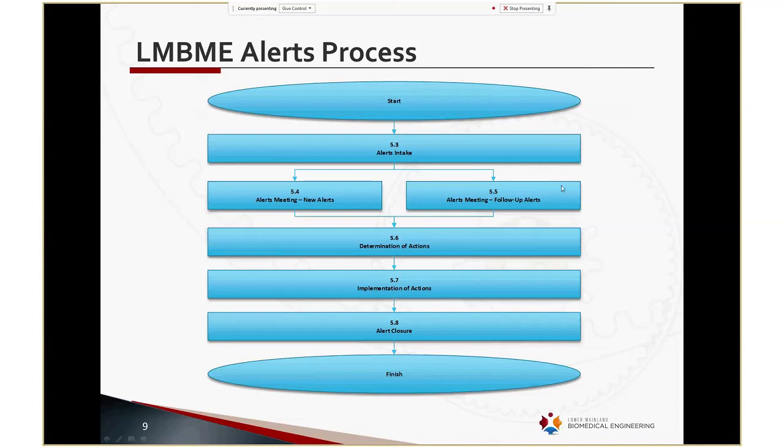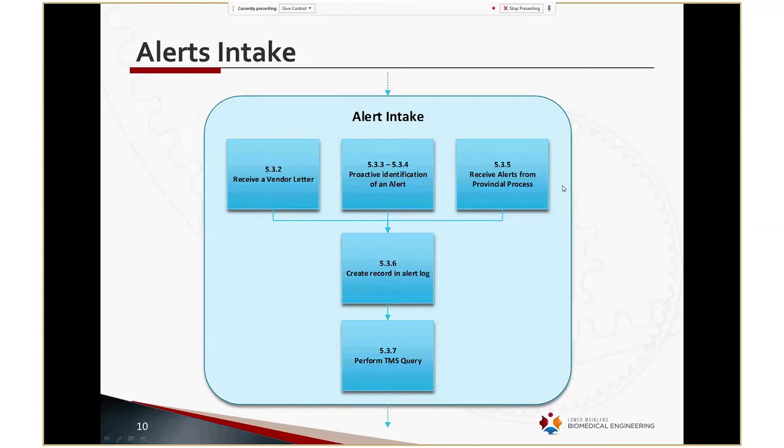So the first step here is alert intake. This is a high-level overview of where our alerts come from. The first method of intake would be receiving a vendor letter. As a technologist or a supervisor, you might receive a vendor letter directly from the vendor or manufacturer, which indicates that there have been alerts published for the device.